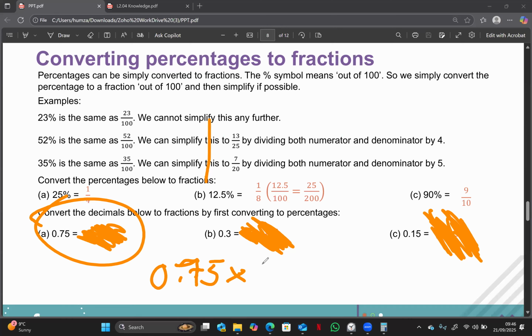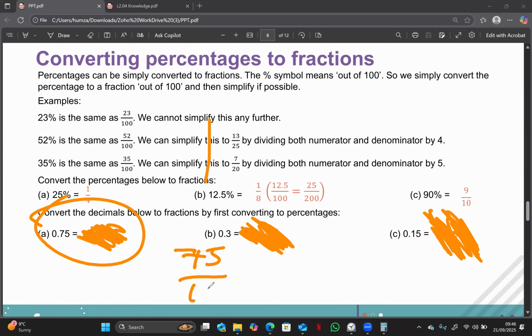You multiply it by 100. Times 100, exactly. So that is, what is it? What did you say? 75%, right? Yeah, 75%.